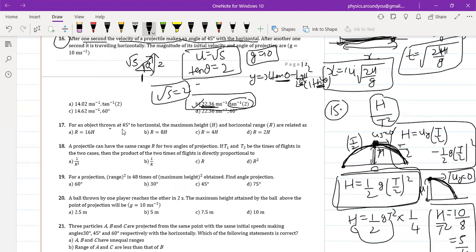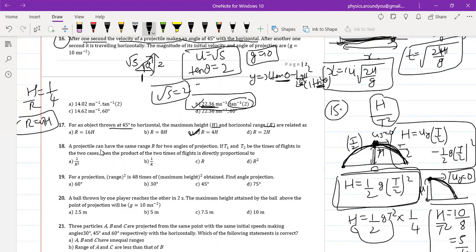For an object thrown at 45 degree to horizontal, 17:1, the ratio between H and R, undoubtedly, again, H by R equal to tan theta by 4. Theta is 45. So H by R is 1 by 4. So therefore, R should be equal to 4 times H. That's the only option giving that is C.